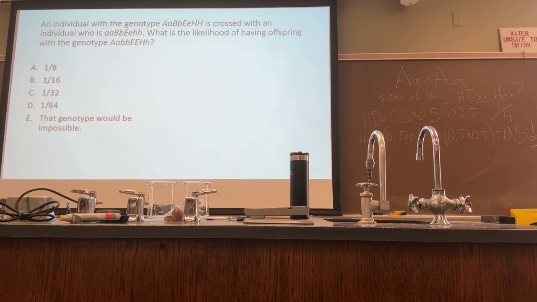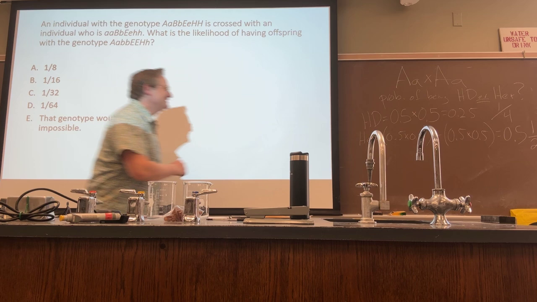Let's go through, and first, since you see that genotype would be impossible is an option, let's make sure the genotype is actually possible. Okay? Could the individual be heterozygous for A? Yes. Could they be homozygous recessive for B? Yes. Homozygous dominant for E? Yes. Heterozygous for H? Yes. Awesome.